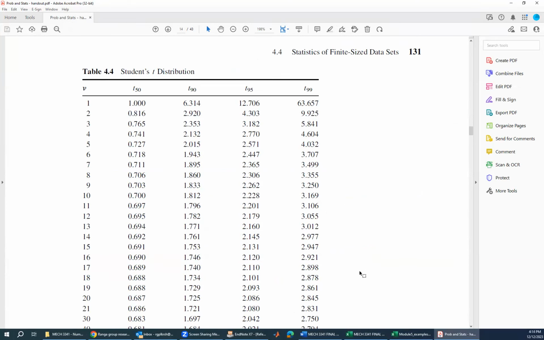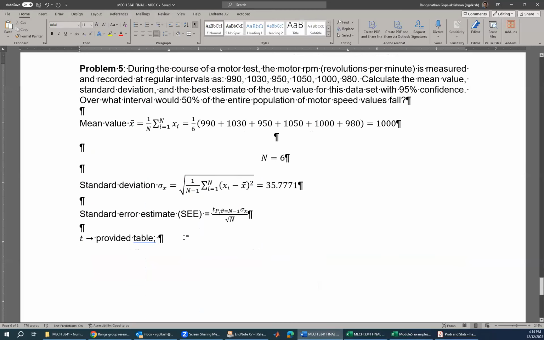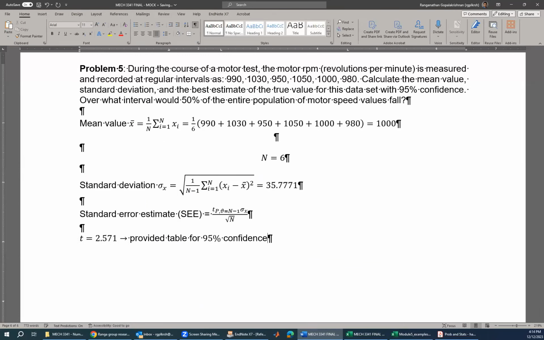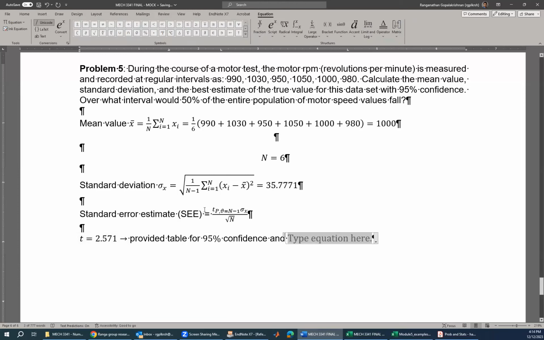You said 95%? Yeah, that's 95% confidence. That'll be 2.571. So the main mistake you could make, especially when the number of observations is small, is that if you don't do the n minus 1, you might read this instead of this. So this is the number we are looking for, 2.571. Okay.